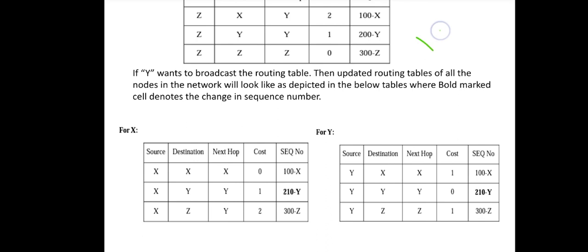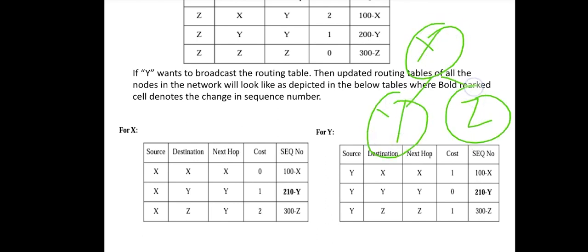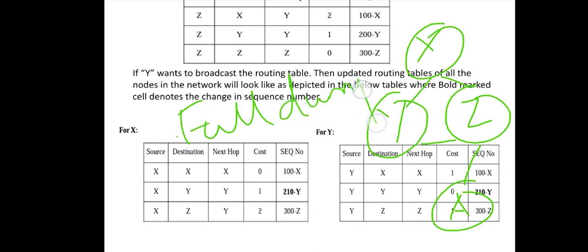So let us consider another case. For example, we have seen the network which has three nodes, X, Y and Z. If I want to add an extra node called A, this information has to be updated in the routing table. This updation will be done in two ways. One is full dump, another one is incremental update.